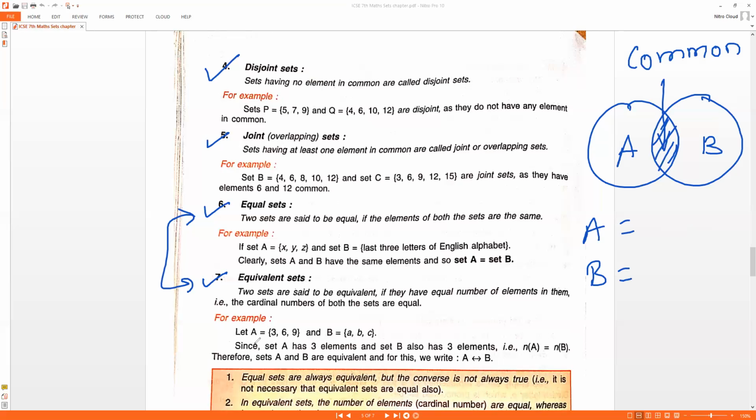For example, set A is a set of numbers 3, 6, 9, whereas set B is a set of English alphabets A, B, C. There is nothing in common between them. Obviously, they are disjoint sets, correct? But they are equivalent sets in the sense that n of A is 3, cardinal number is 3, and cardinal number of B is also 3. Both are 3, therefore they are equivalent sets, but they are not equal. Remember that. Have you got the difference between equal sets and equivalent sets?